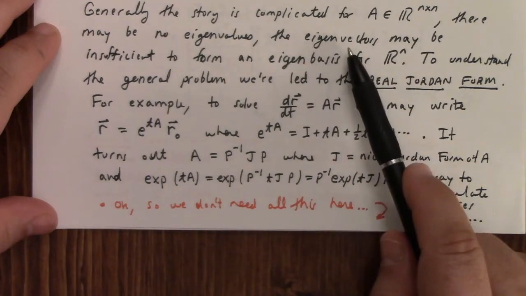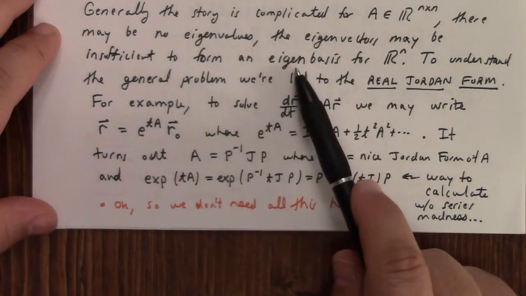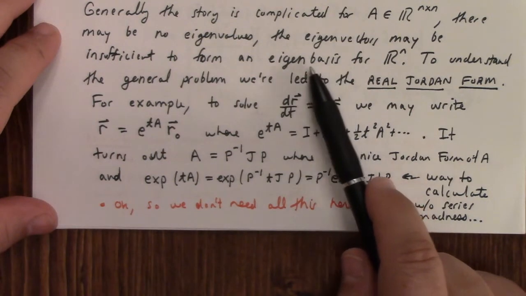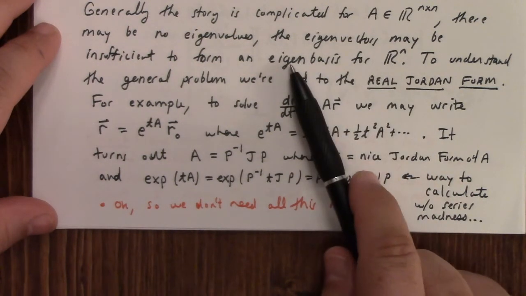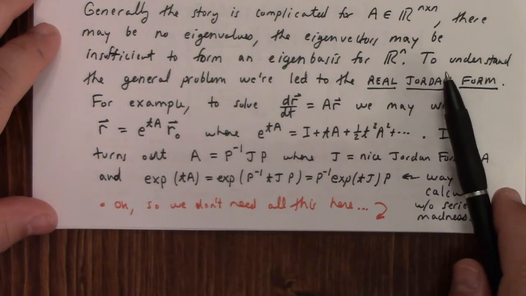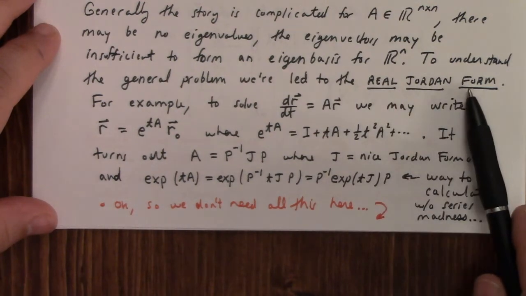And furthermore, the eigenvectors may be insufficient to form an eigenbasis. It turns out that if you can find n linearly independent eigenvectors for a matrix, it means that it's diagonalizable, which is really neat. But you may ask, what happens if it's not diagonalizable? Well, that leads you to study what's called the real Jordan form.